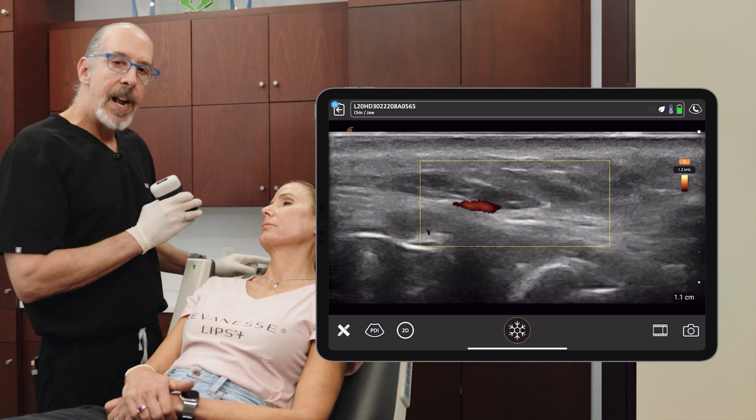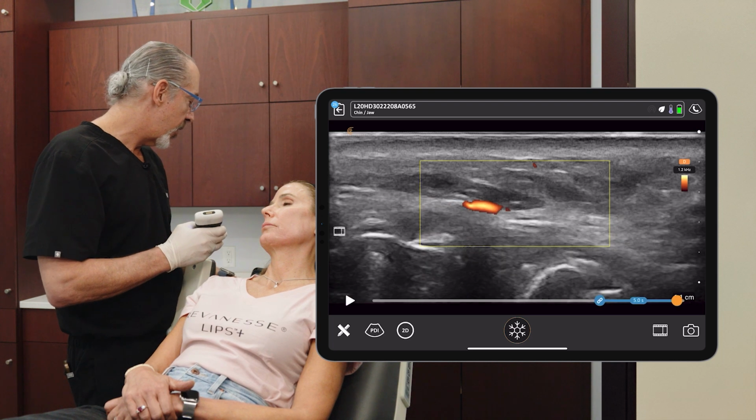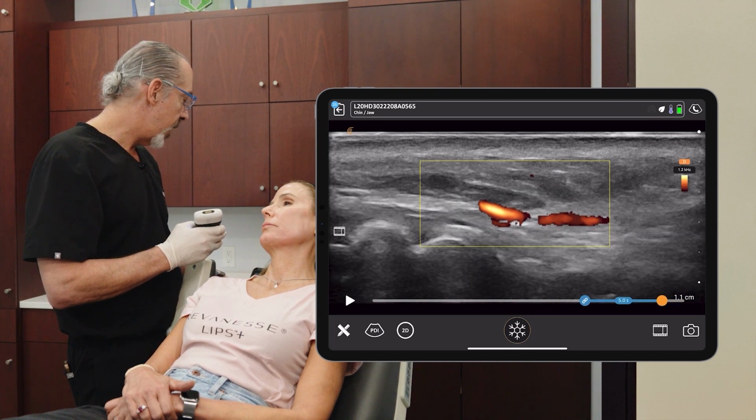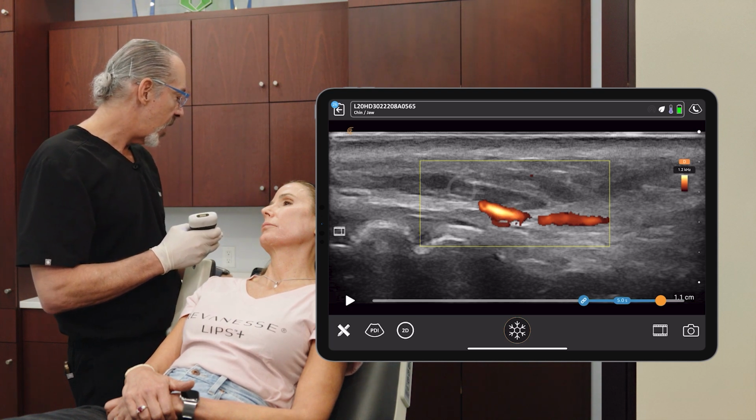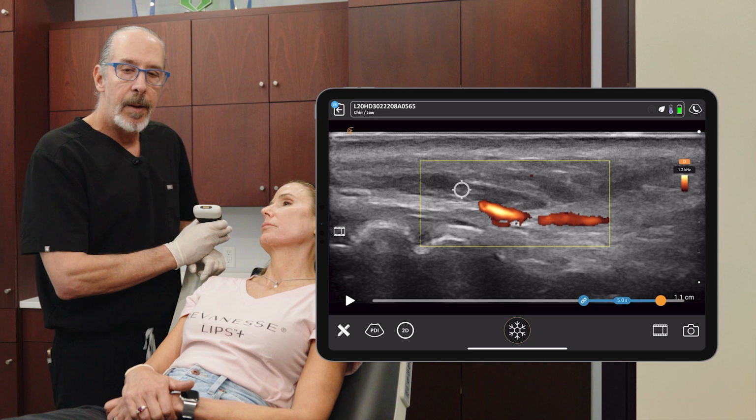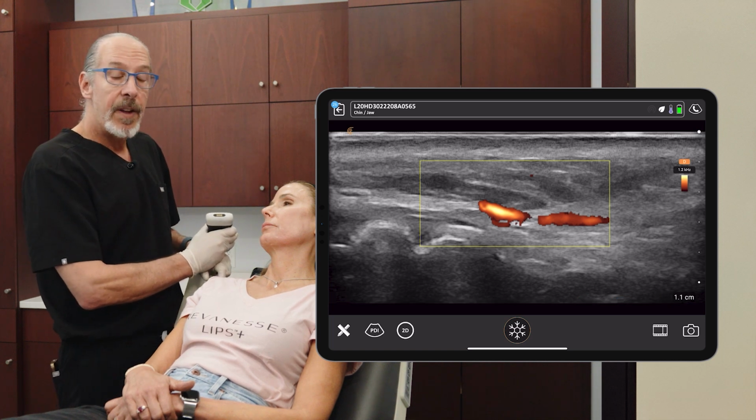So what we're finding right here is the inferior labial artery. And you see it's deep to the DAO muscle. So here's the inferior labial artery, and here's the DAO. And the inferior labial artery is going to be the first branch off of the facial artery.